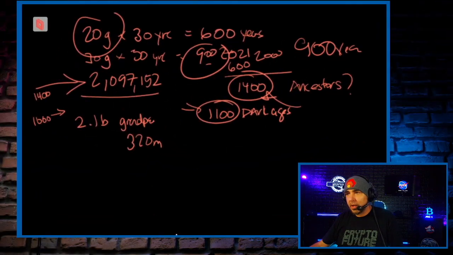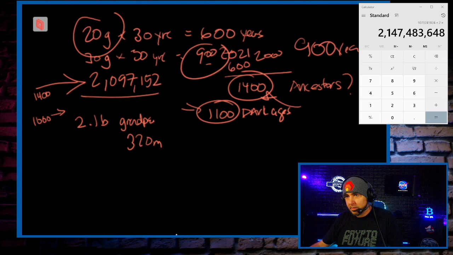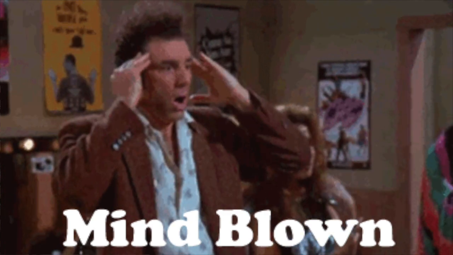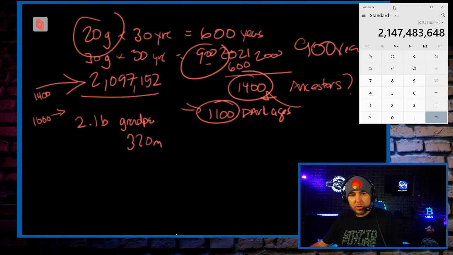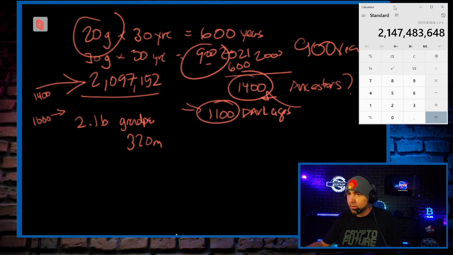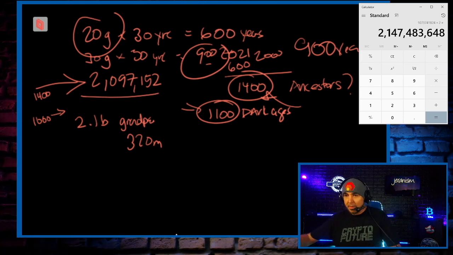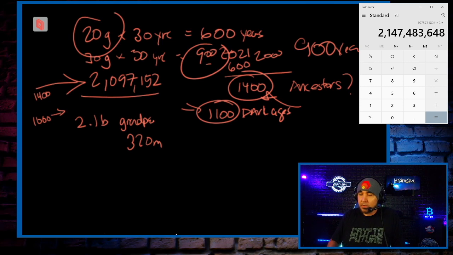How can I have 2 point something billion grandparents in 1100 if the population is only 320 million? So what you can quickly realize is that there's an issue with all of this, that we're going back too far, right? That number needs to start coming down. At some point in the past, all of your grandparents start to become related.